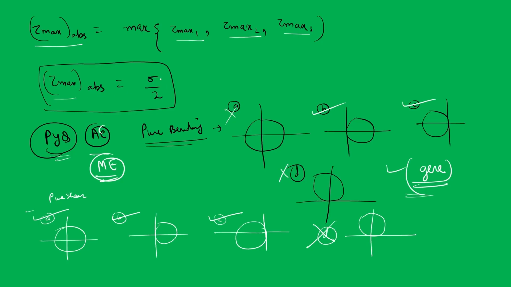Now then, the tau max absolute. So maximum of tau max 1, tau max 2, tau max 3, and tau max absolute will be sigma by 2. So how do we calculate it? Mod of sigma 1 minus sigma 3 by 2. And sigma 1 is sigma and sigma 3 is 0, by 2 mod, and that will be mod of sigma by 2, and that will be sigma by 2. Okay, so that is the absolute tau max.